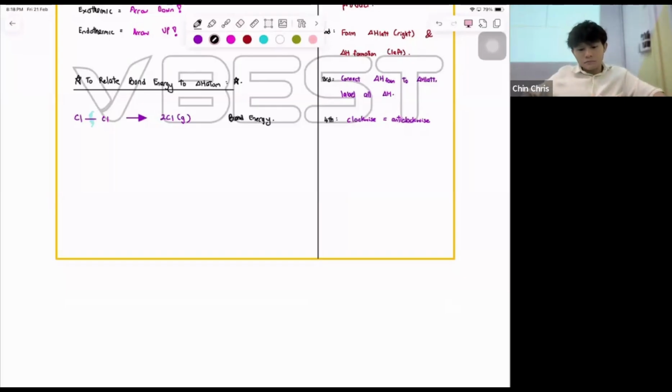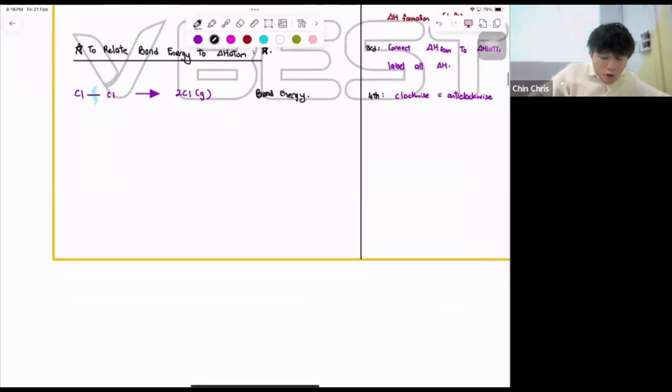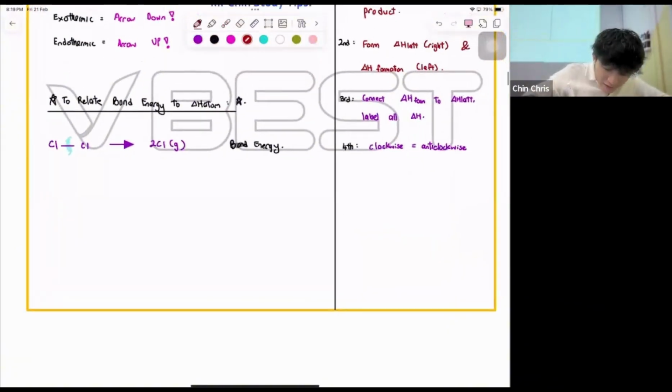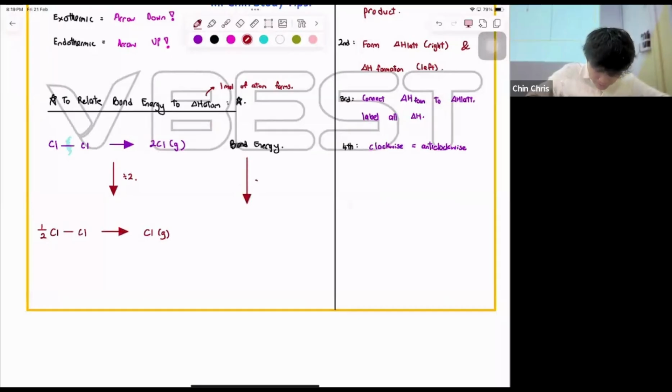All right, guys, now, how do you convert your bond energy to delta H atomization? Remember, your delta H atomization always stands for 1 mole of atoms formed. So guys, do you see that this is 2 moles of atoms? So this entire equation, go and divide it by 2. So you get half Cl2 turn into 1 Cl atom. This value, we take bond energy divided by 2. That is your delta H atomization.